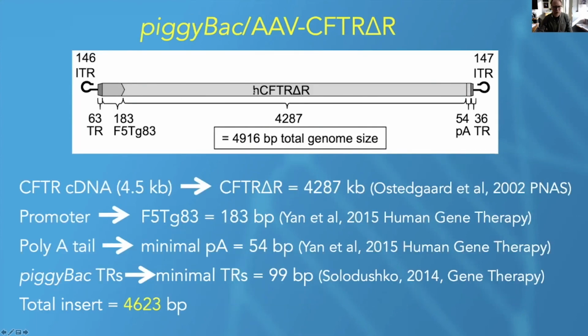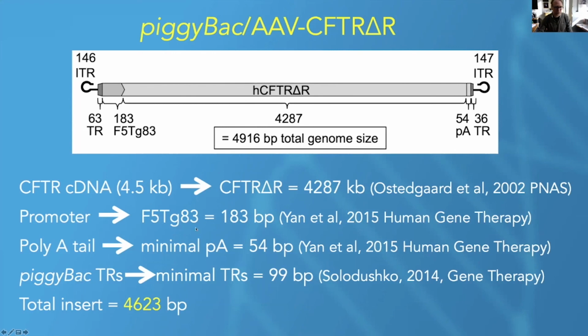Getting CFTR into AAV is not terribly straightforward. We use the delta R construct, so it's human CFTR that lacks the R domain. So normally CFTR is about 4.5 kb. If you cut out the R domain, you save about 250 bases, which doesn't sound like a lot, but it's really important.